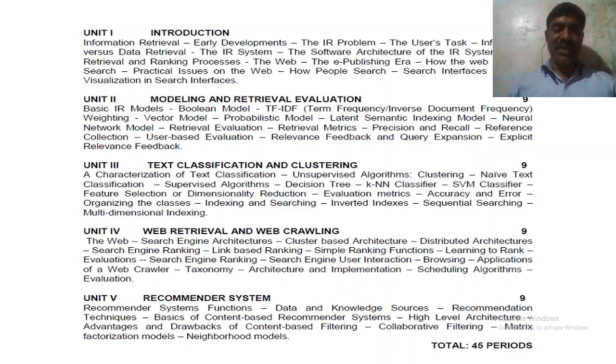Recommender systems. Unit 5. Recommender systems functions, data and knowledge sources, recommendation techniques, basics of content-based recommender system, high-level architecture, advantages and drawbacks of content-based filtering, collaborative filtering, matrix factorization models, neighborhood models.